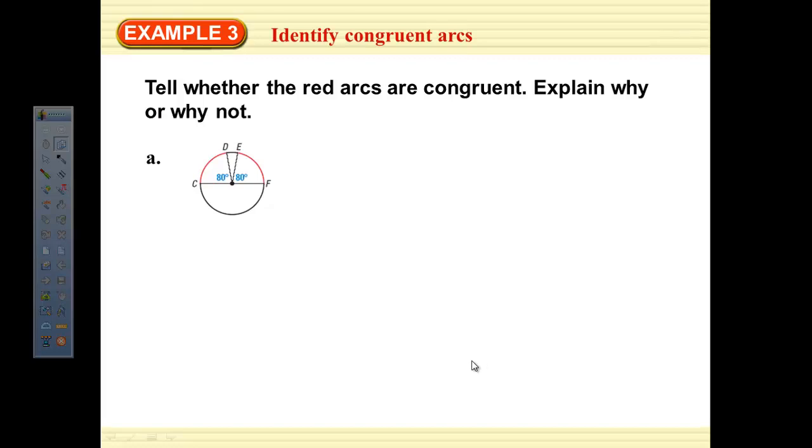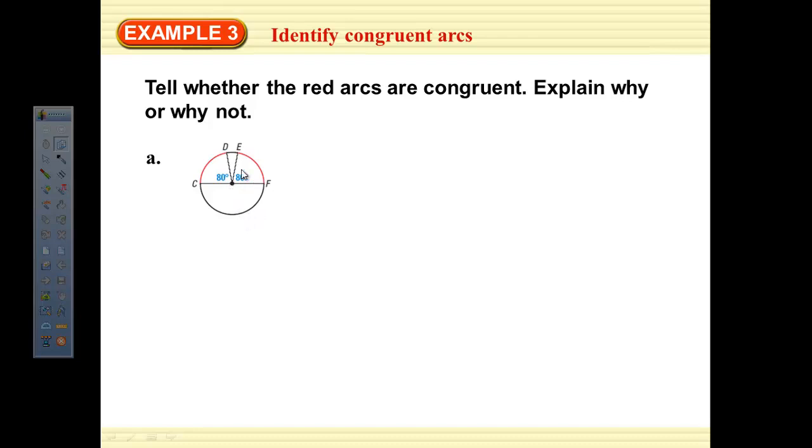We're now looking at congruent arcs. In order to show that two arcs are congruent, they have to have the same central angle measure, and they either have to be in the same circle or in congruent circles.